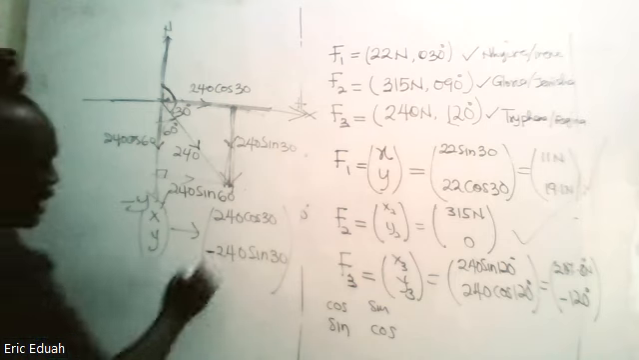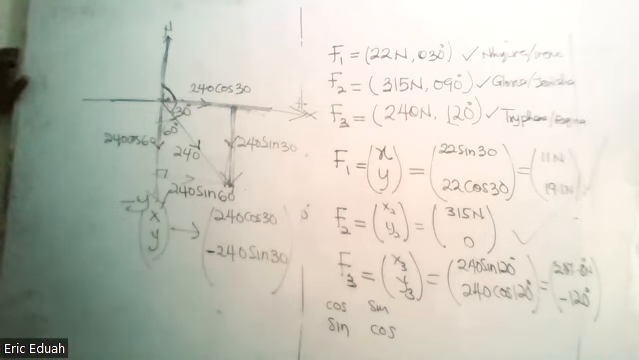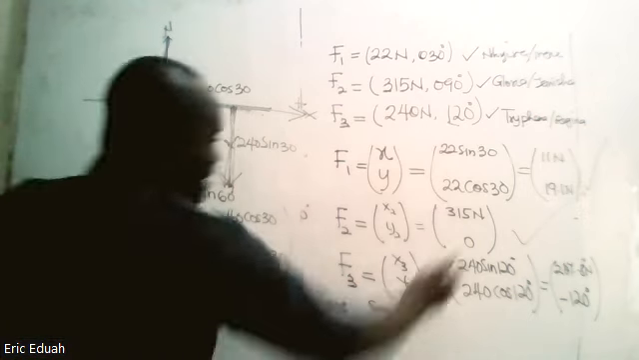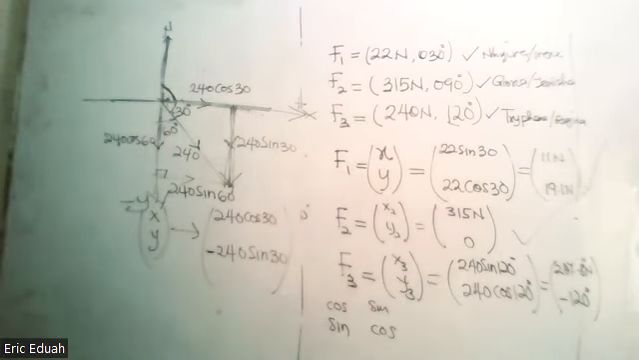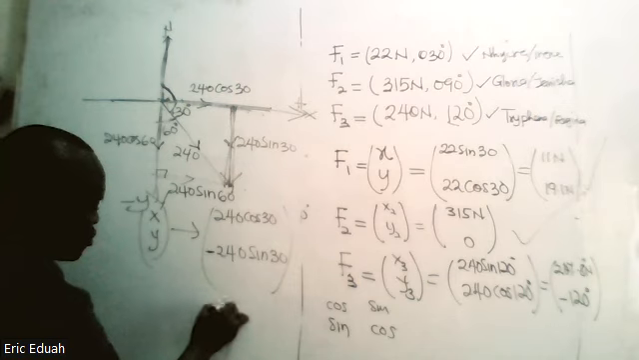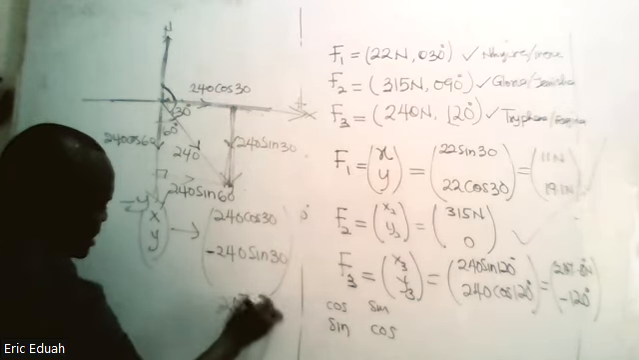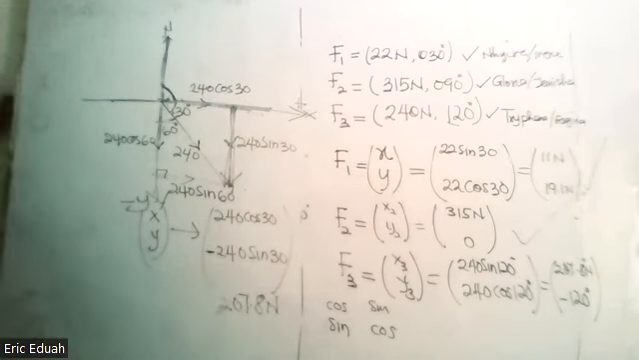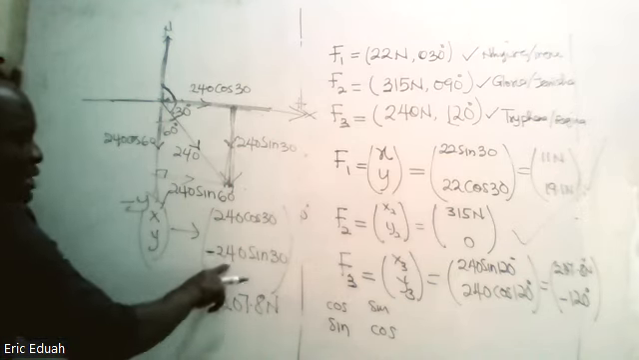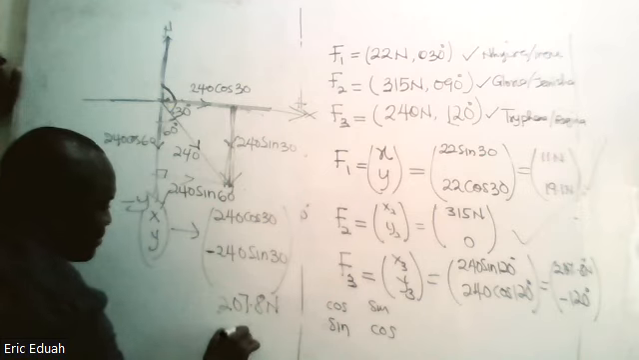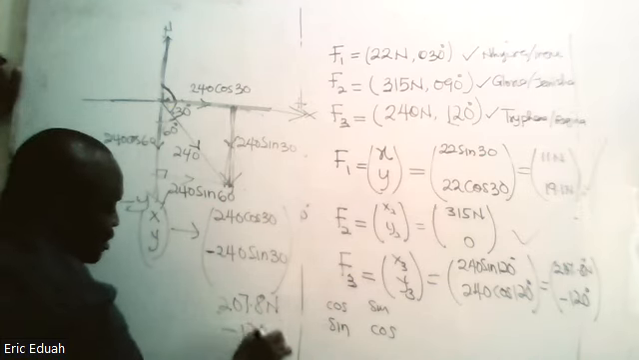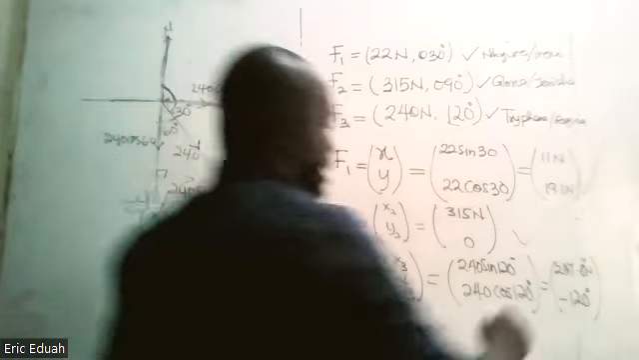Okay, and so we have, what is cos 30? Cos 30 is root 3 on 2. So 120 root 3. And I'm sure 120 root 3 would give us 207.8. So we have 207.8. And then sine 30 is half. So 240 times half would give us minus 120 Newton. And so they also got it right.